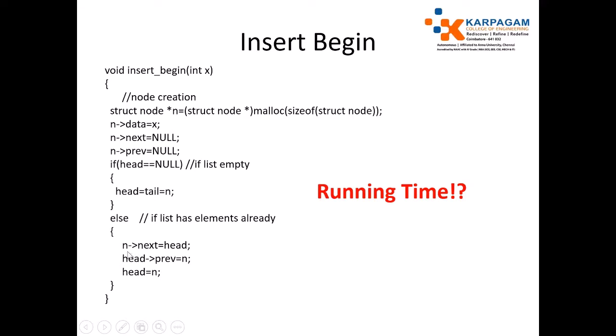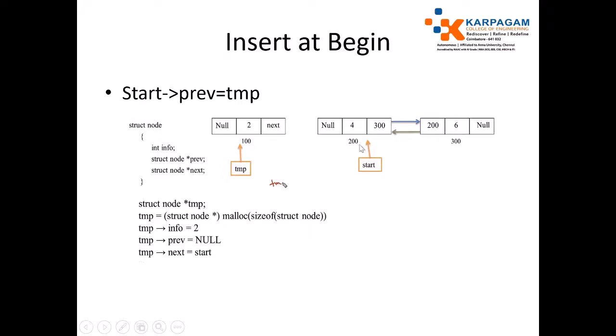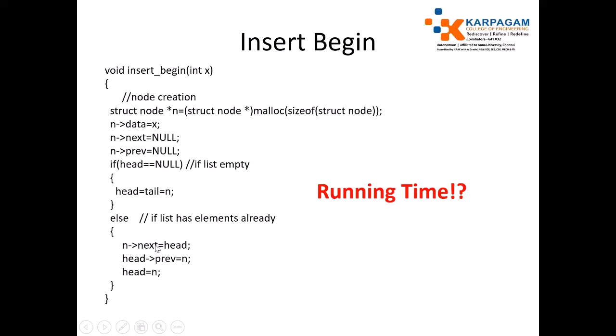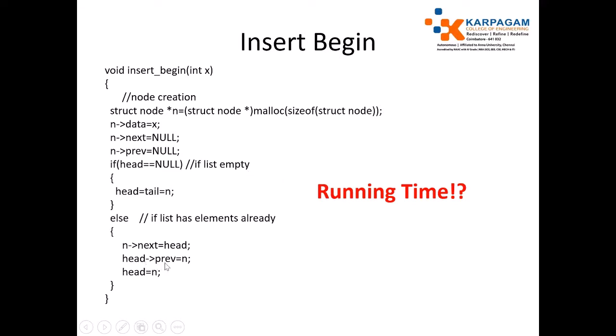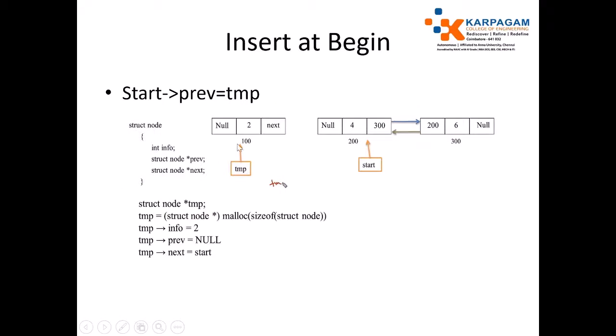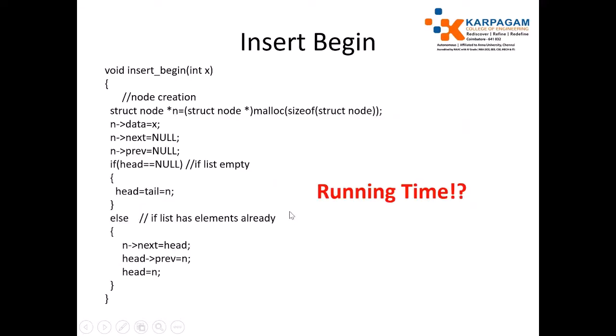Otherwise, we need to set new node of next equal to head. That head address should be set to new node. For the purpose, we are having this statement new node of next equal to head. Then head of previous is null, no? Here you have to set as new node. That is why I am giving head of previous equal to new node. After insertion, that new node becomes the head node, the beginning position. So just give head equal to n. Okay, this is the concept of insert at beginning position.